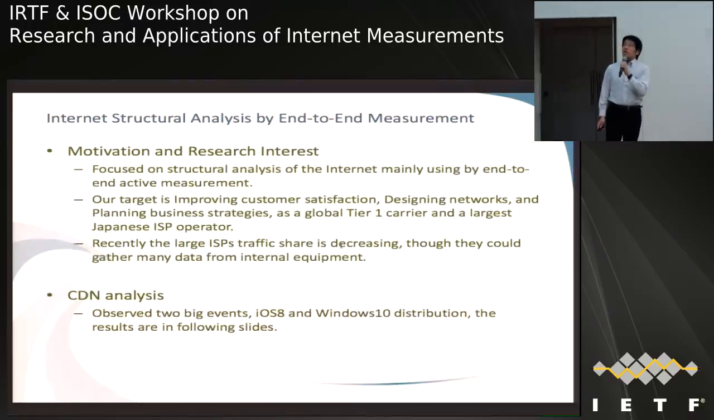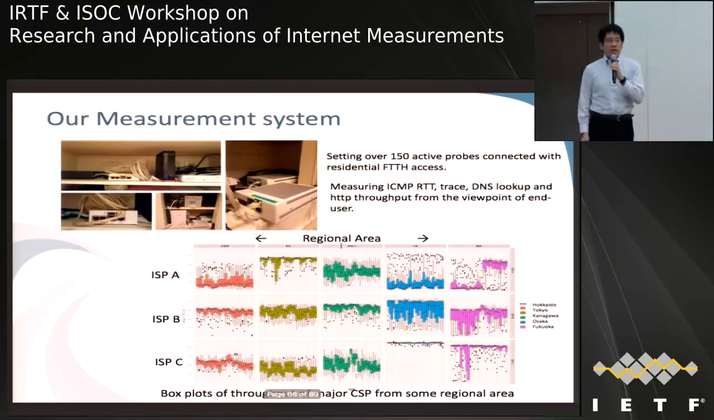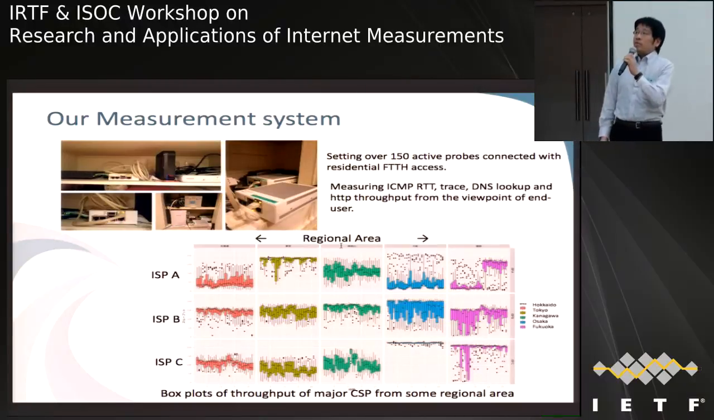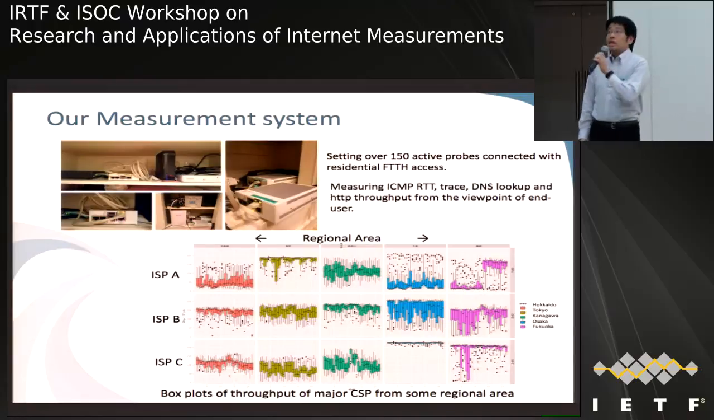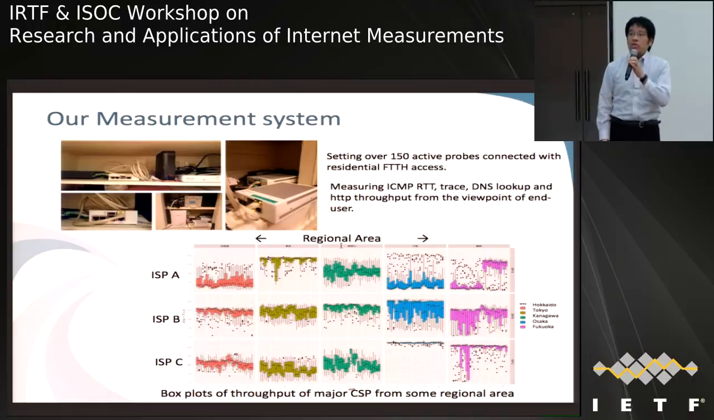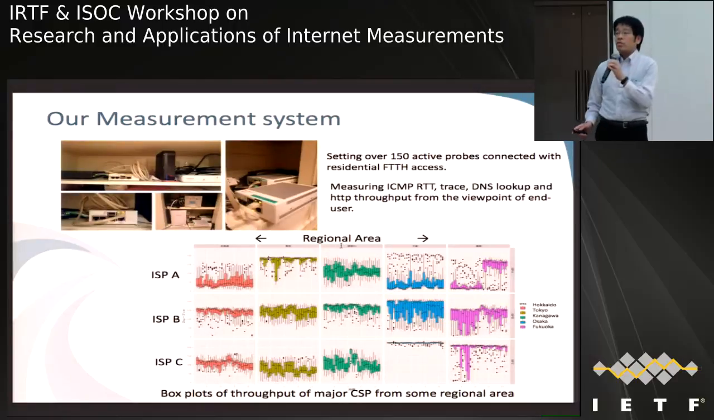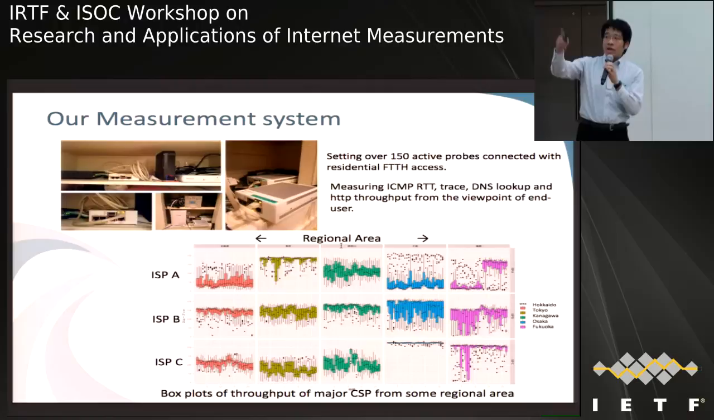This is our measurement system. There are about 150 active probes. They are set up connected to residential FTTH access environment. This figure shows the daily trend of the throughput from different ISPs and different regions.